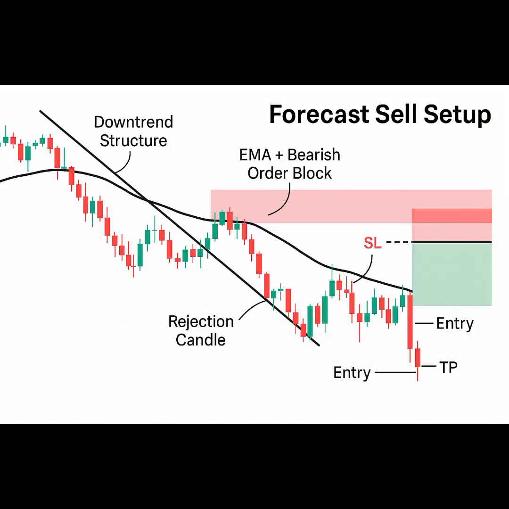Now let's take a sell continuation example on EUR/USD. First, confirm the downtrend. Look for lower highs and lower lows. Price pulls back and taps into a bearish order block and also touches the 50 EMA from below. A strong bearish rejection candle forms at this level. You now have trend, structure, and confirmation aligned. The trade is entered with stop loss above the order block and take profit at the next low. That's a well-forecasted bearish continuation.